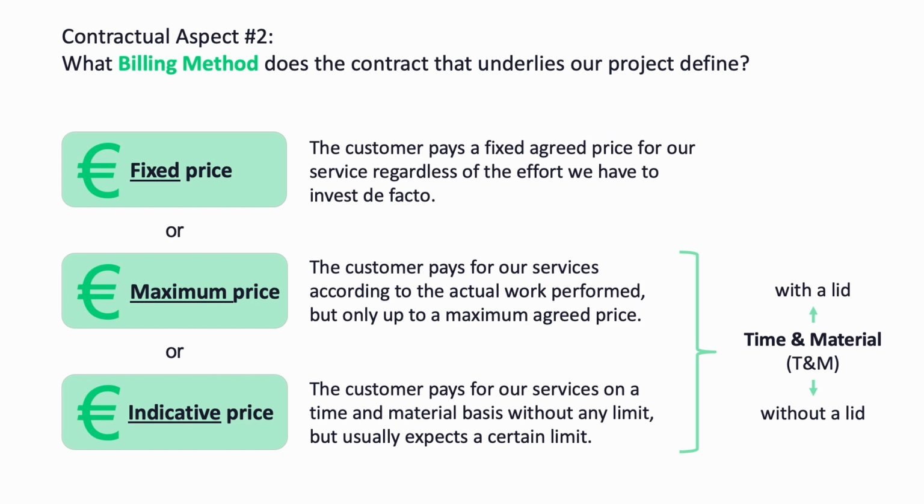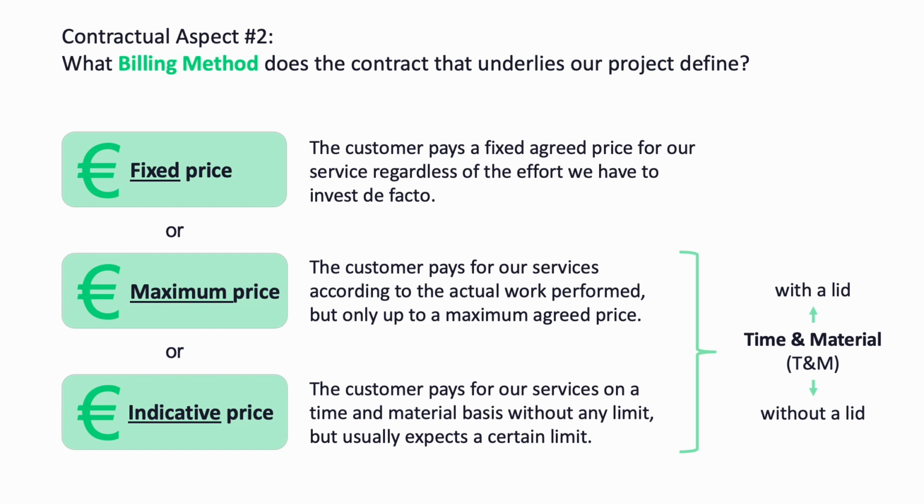This is contrasted with the billing of the actual work performed, possibly including the material costs incurred, usually referred to as time and material or T&M. In practice, there are 2 subforms of this. In a maximum price agreement, the customer pays for our service as incurred, but only up to an agreed maximum price. Such an agreement is often also referred to as T&M with a lid. On the other hand, we refer to the case in which the customer pays for our services as they are incurred without any limitation as an indicative price agreement.